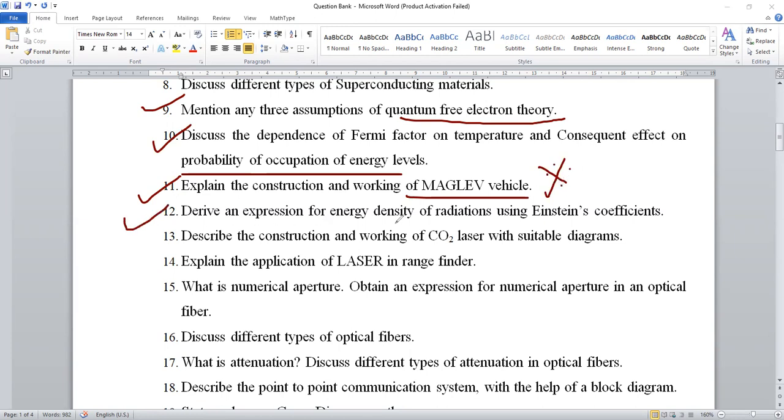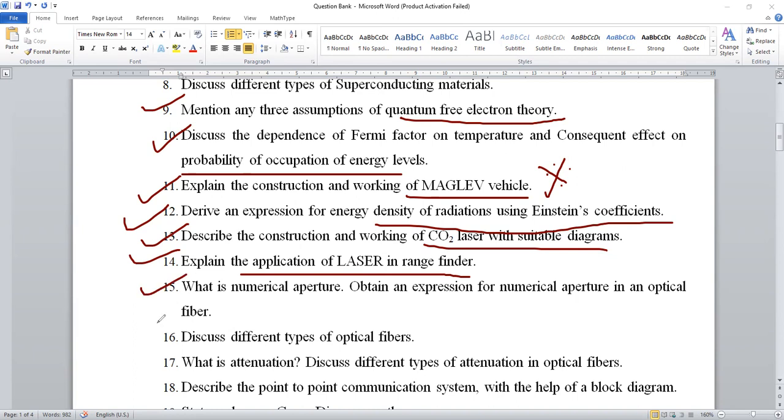Derive an expression for energy density of radiation using Einstein coefficients. There are certain mathematical equations that you need to incorporate. Describe the construction and working of carbon dioxide laser with a suitable diagram. Also explain the applications of laser, light amplification by stimulated emission of radiation, that is called laser. At least you have to explain the applications. There is a separate portion for laser.